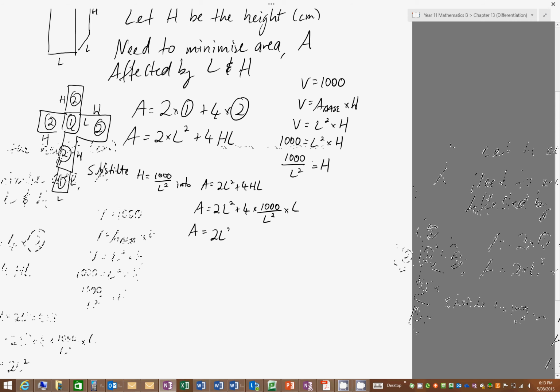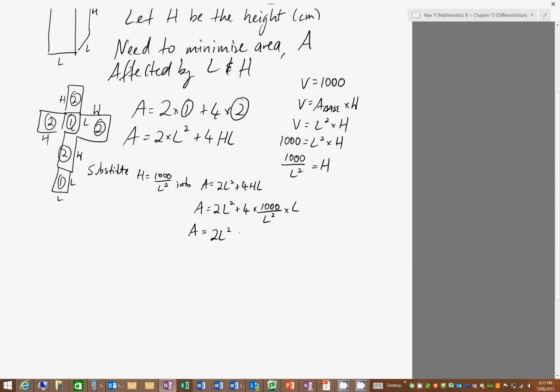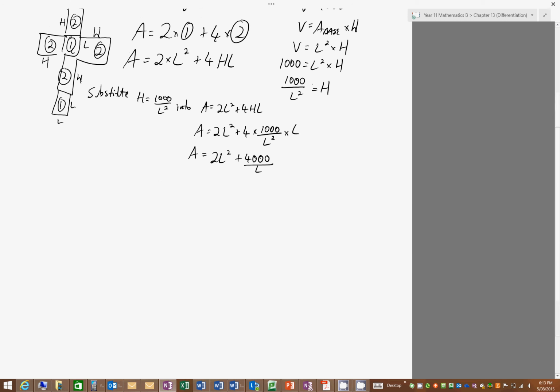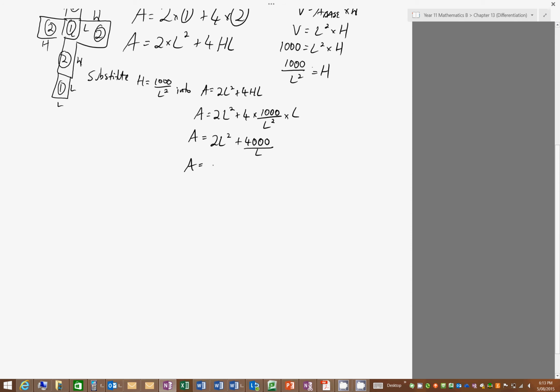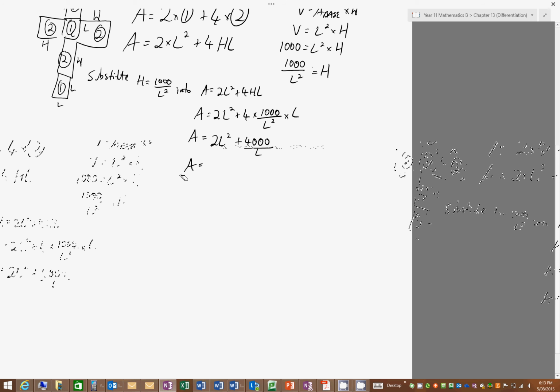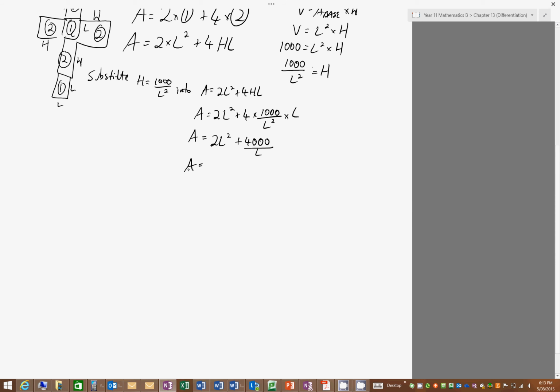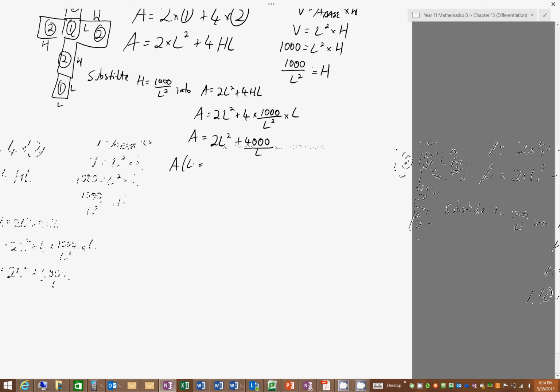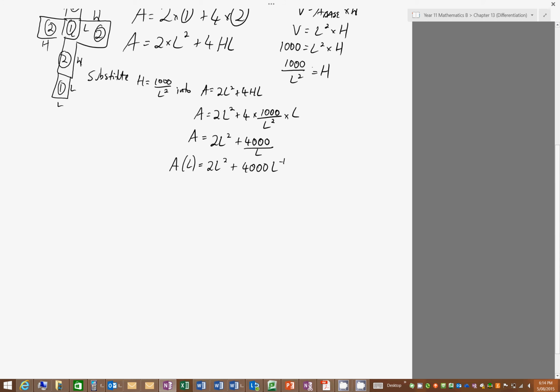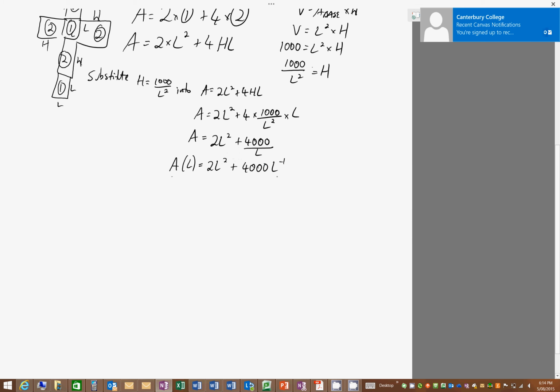Okay, this should be pretty routine from here. 4 times 1000 is 4000. L divided by L squared just leaves an L on the bottom. Okay, to make it nice so that I can differentiate it, actually I'll use function notation for this one, just so it looks a little bit different. I'm going to write this as A of L, 2L squared plus 4000 L to the minus 1. Okay, you can choose function notation or not, it's up to you, but I've succeeded now. I've got the surface area in terms of just one variable, L.